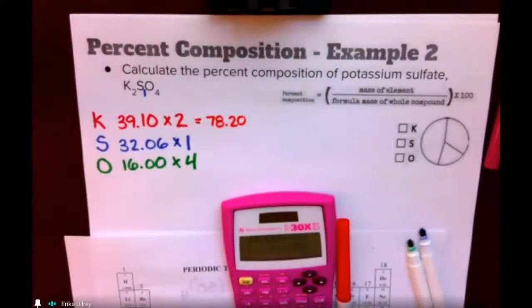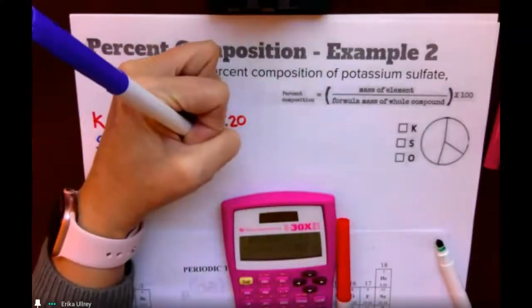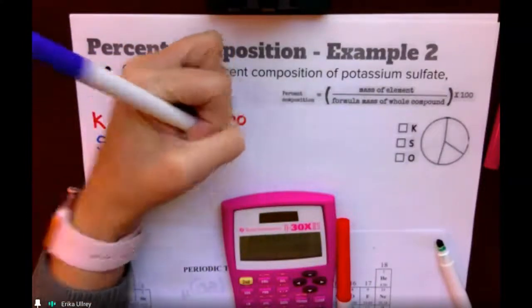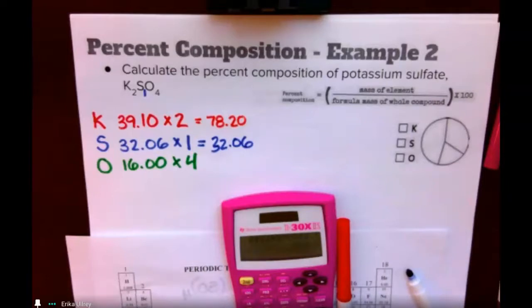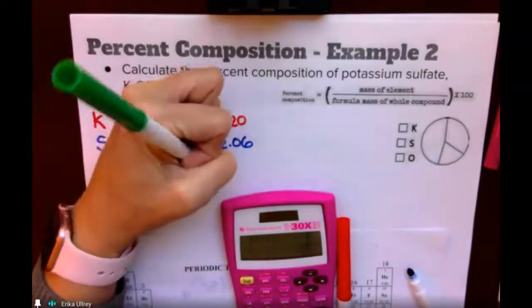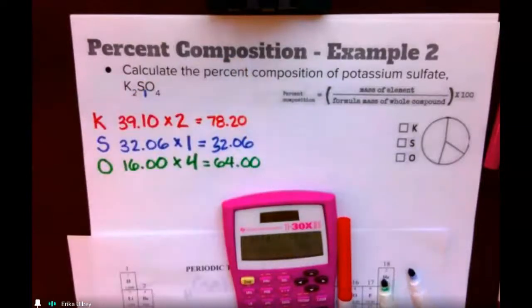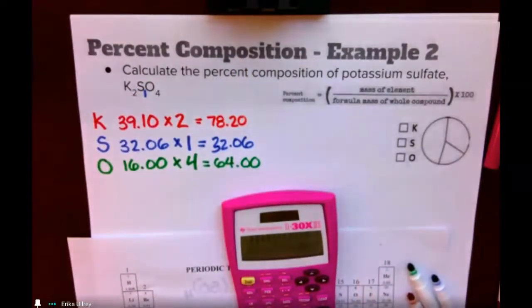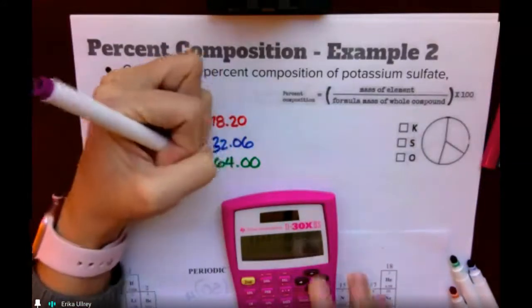Then I'm going to do 32.06 times 1, which is 32.06. And then I'm going to take 16 times 4, which gives us 64. Okay, so then my next step is what Star said originally, which is to add them together.